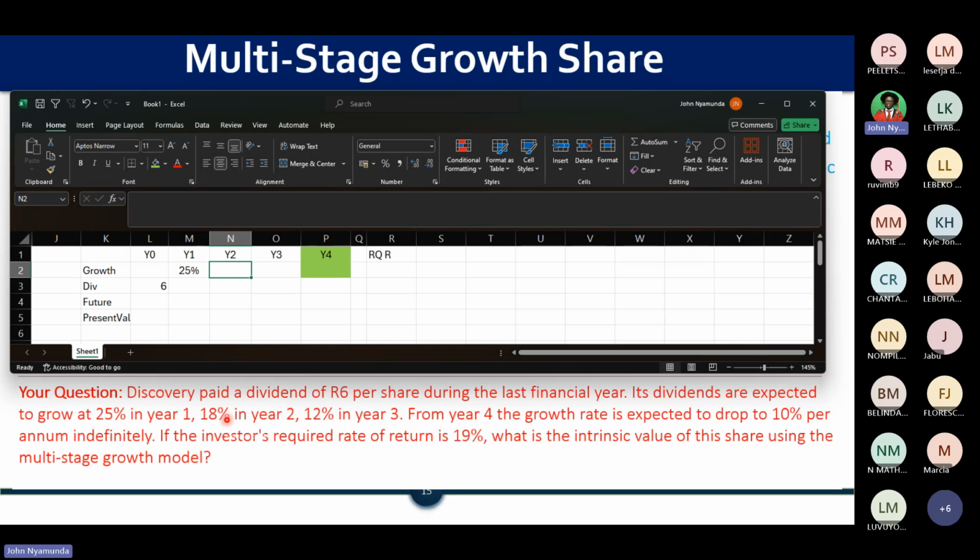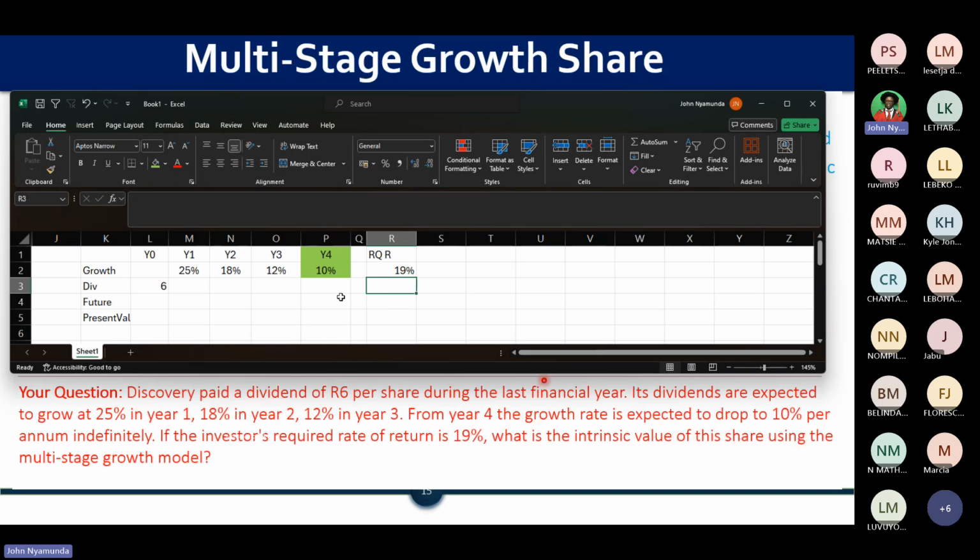In year 2, you can see here it is 18%. In year 3, 12%. Then from year 4, the growth rate is expected to drop to 10%. So 10% is your long-term growth per annum indefinitely. If the investor's required return is 19%, then we put our 19% here as our required return. What is the intrinsic value of the share?